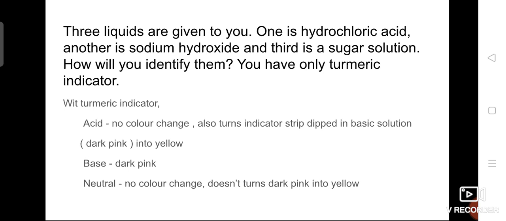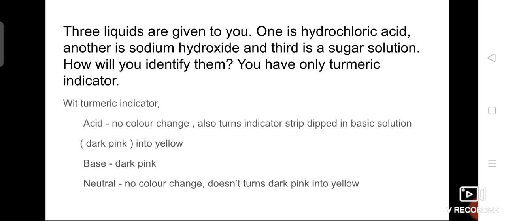We have to take the basic solution strip, that is, the strip dipped in NaOH. It has turned dark pink, sorry, dark red, actually. That you have to dip in the acidic solution, because it was dipped in base. Because of that base only, the color has been changed.